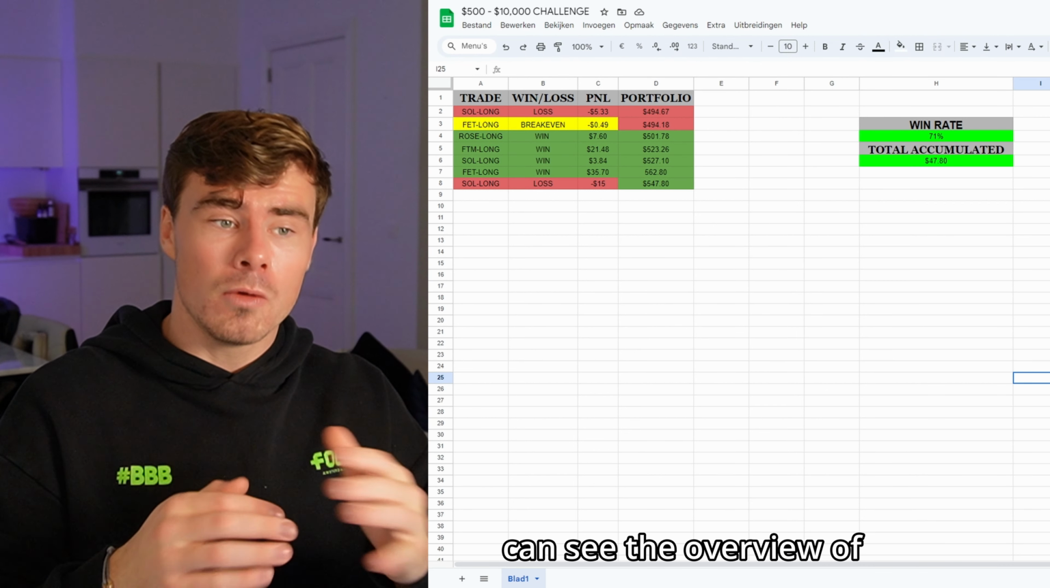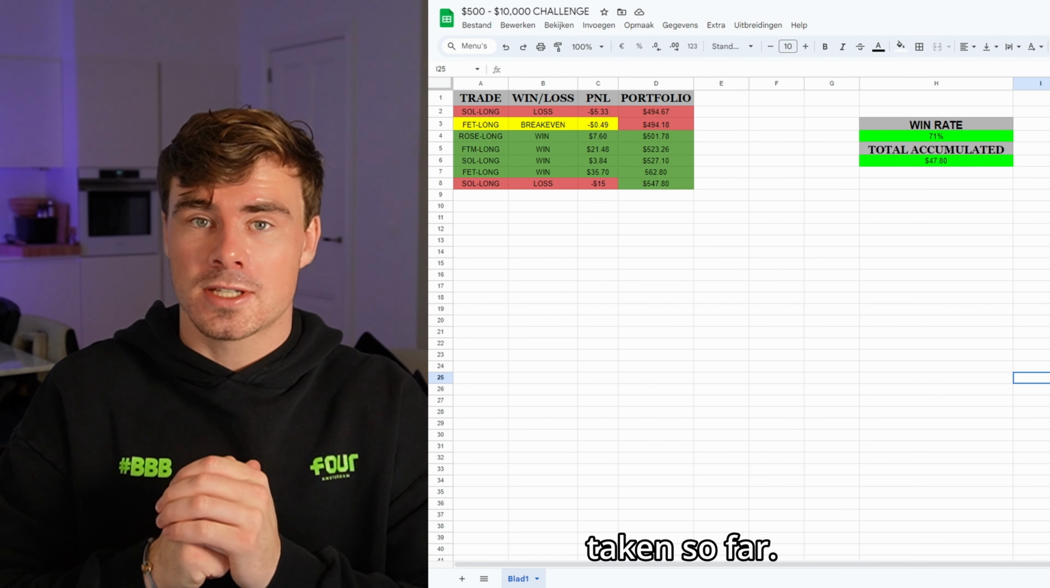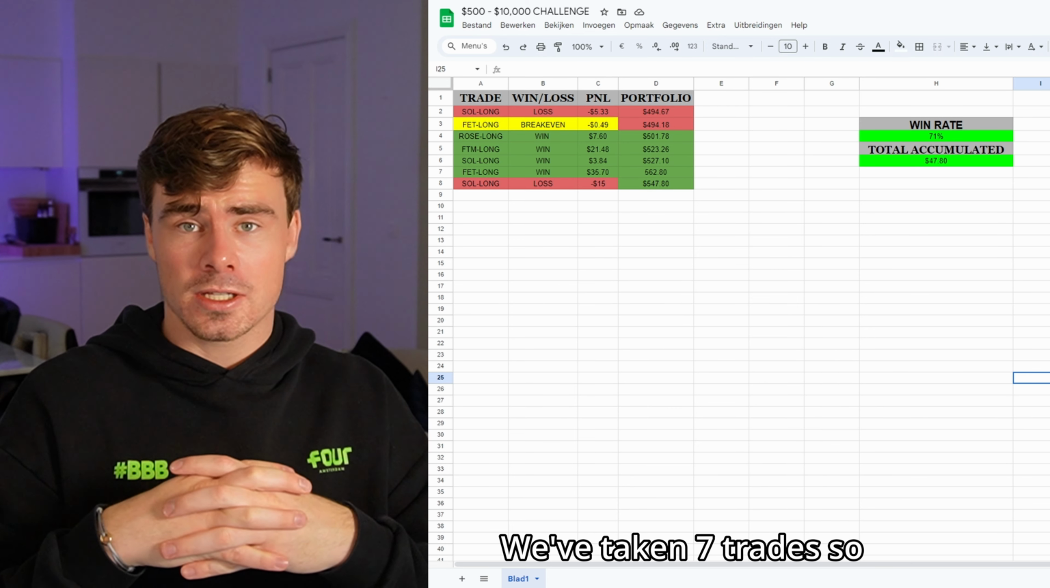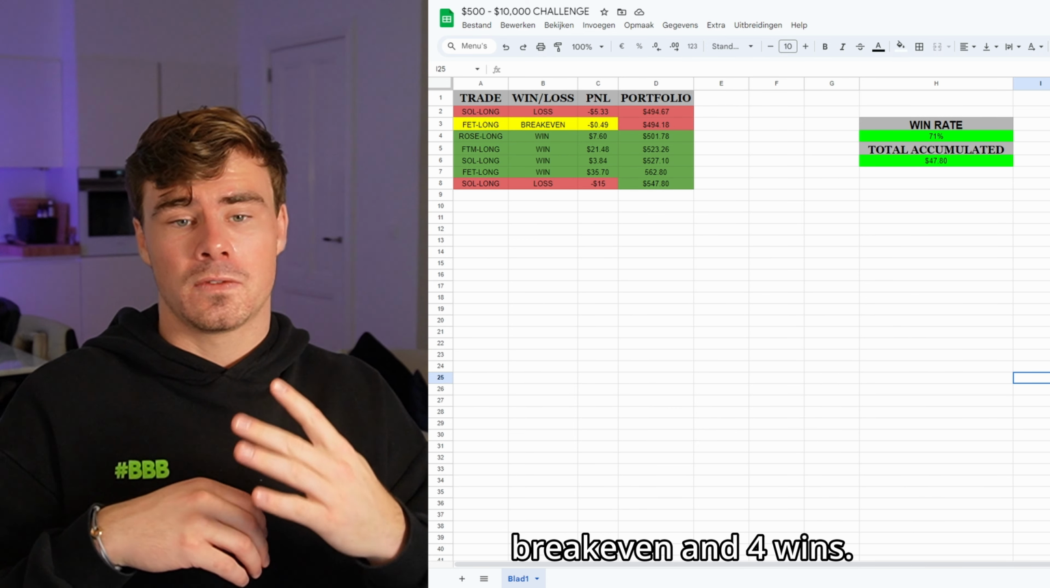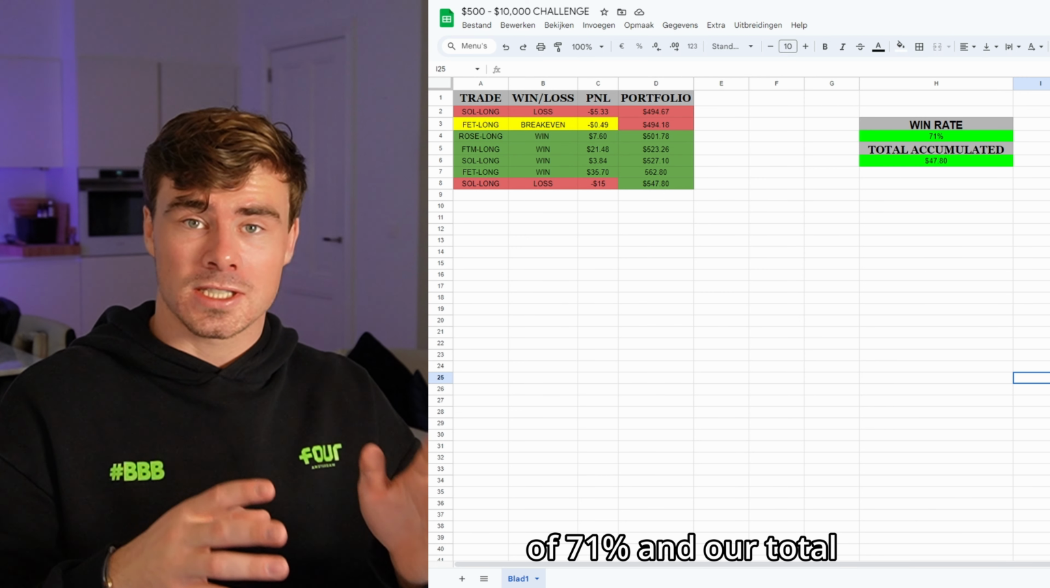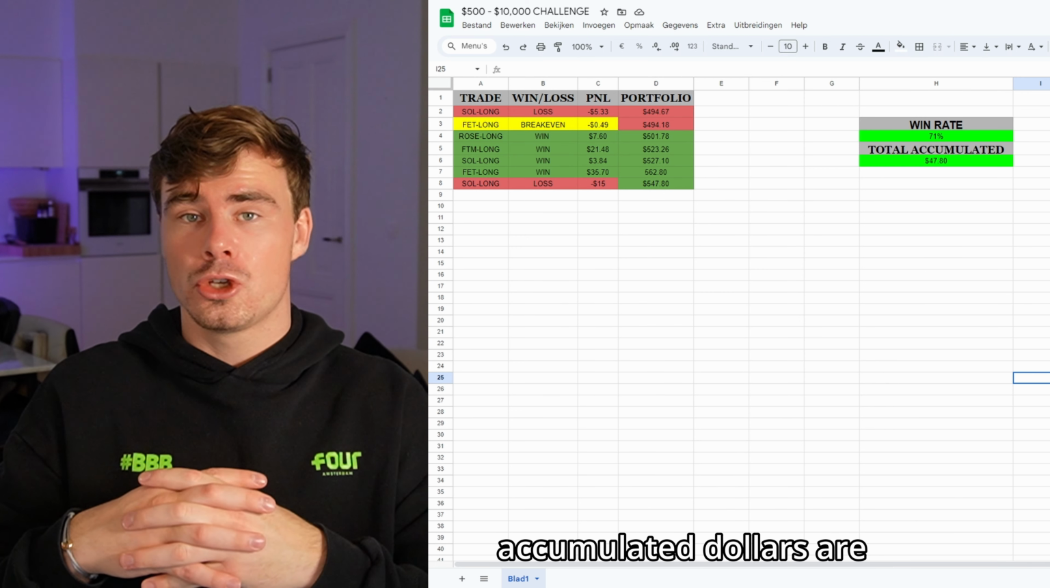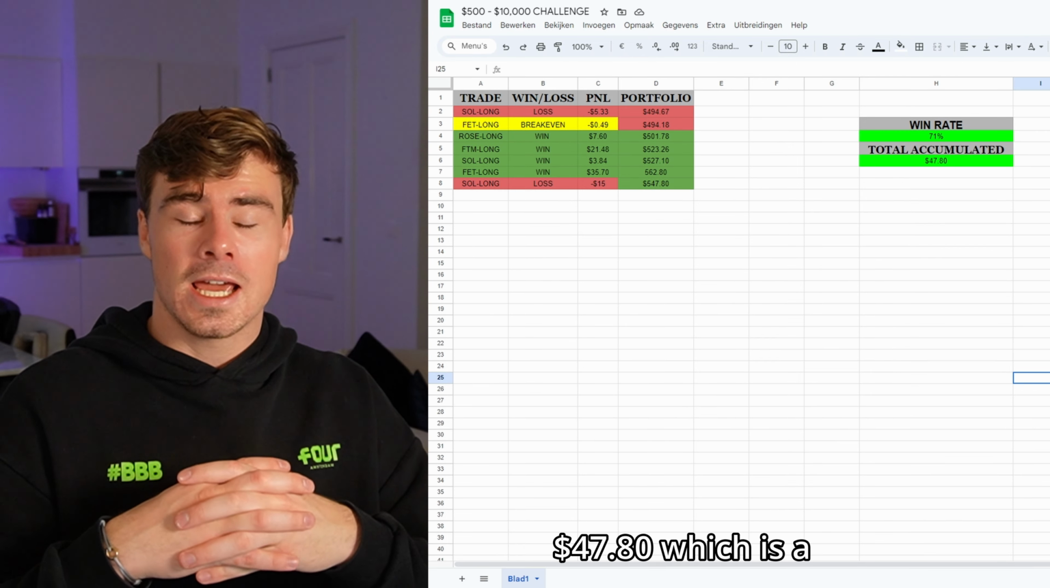Over here we can see the overview of the current trades that we have taken so far. We've taken 7 trades so far, in which we have lost 2 of them, 1 break even and 4 wins. An approximate win rate of 71%, and our total accumulated dollars are $47.80.